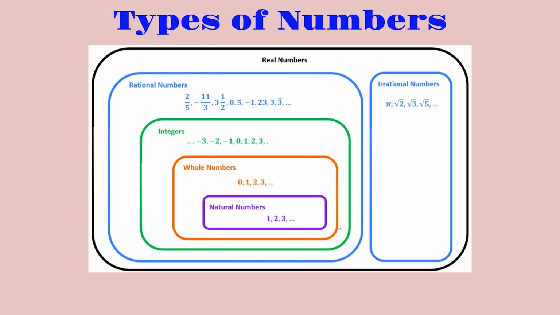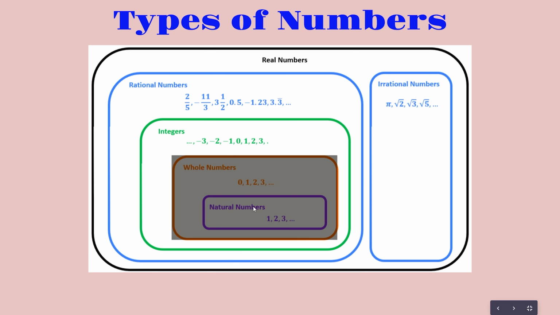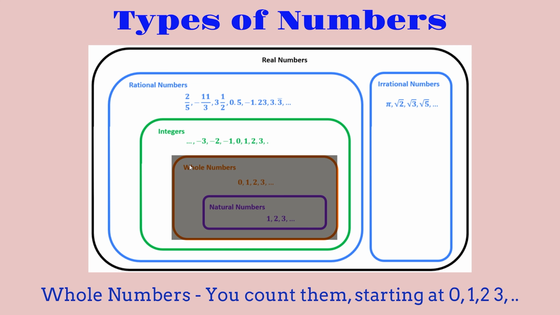Moving on, the box that's bigger than the natural numbers is called a whole number. Whole numbers include all natural numbers, so it includes all the counting numbers, 1, 2, 3, 4, 5, all the way into infinity, but it also includes 0. So it includes 0 and all the counting numbers. It's first natural numbers and then whole numbers, which is the bigger box of the natural numbers.